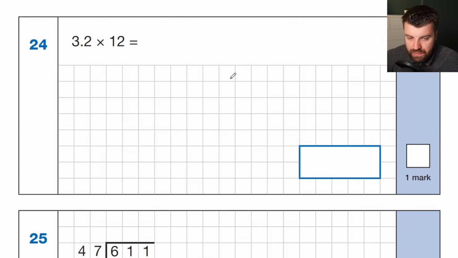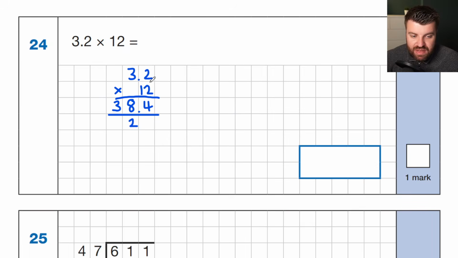Question 24. 3.2 multiplied by 12. Now what we can do here, to be honest, guys, we can do 3.2 and multiply it by 12. Because we know our 12 times table, we can just treat it as one answer. Let me show you what I mean here. Bring the decimal down so it matches. 12 times 2 is 24, so we just exchange over. 12 times 3 is 36, plus the 2 is 38.